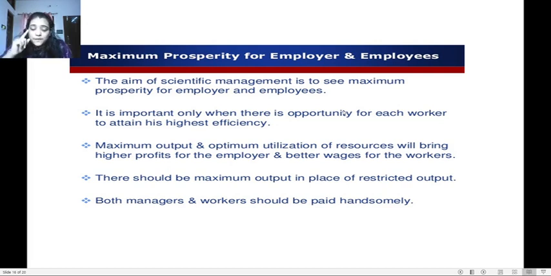Yes. So every manager should give what? Should provide the opportunity to the employees, right? For developing their skills plus increasing their efficiency.